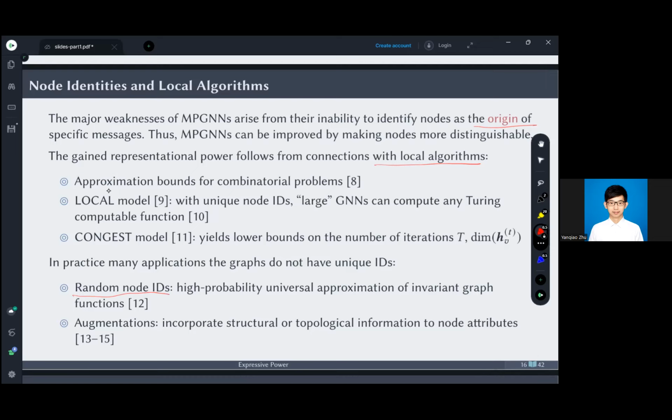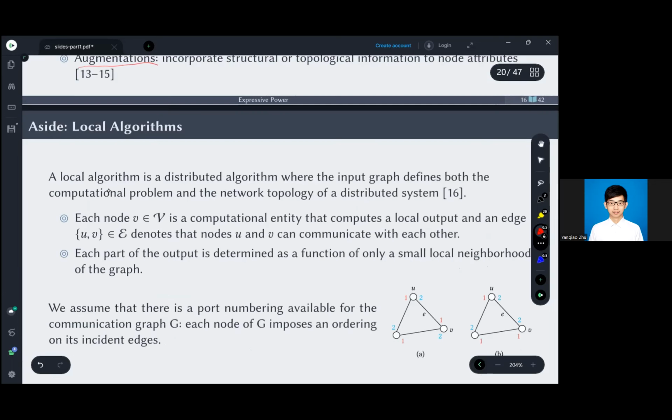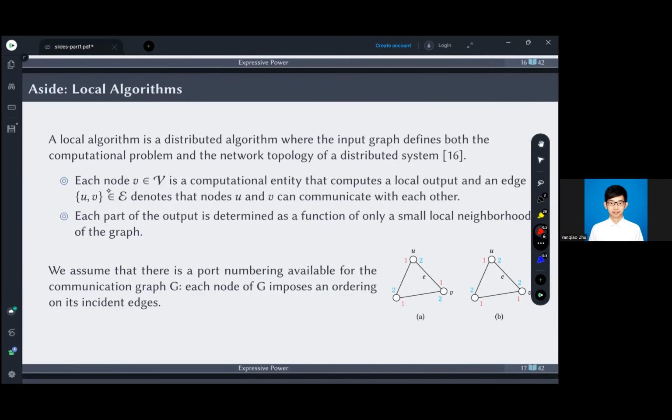And another way is, because we don't have unique identities in some cases, we can use augmentation functions that incorporate structural or topological features into the node attributes. For example, in some transformer models on graphs, you have the so-called positional encodings, for example the Laplacian positional encoding and some random walk-based encodings. All of these works fall into this category. Let me introduce local algorithms first.